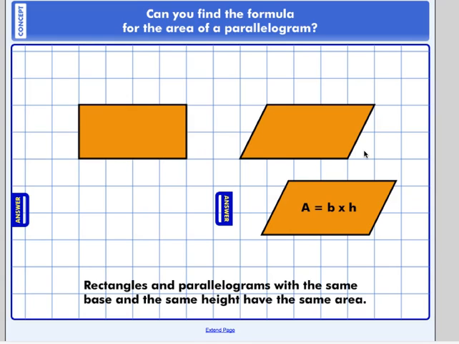Now, one thing you want to be careful of is how you're measuring your height. Because remember, the height is measured from one base to the opposite side. And it needs to be a perpendicular line, like a square corner. You cannot measure the height going up this slant. That's not the height. The height is from the base straight up across to the other side.